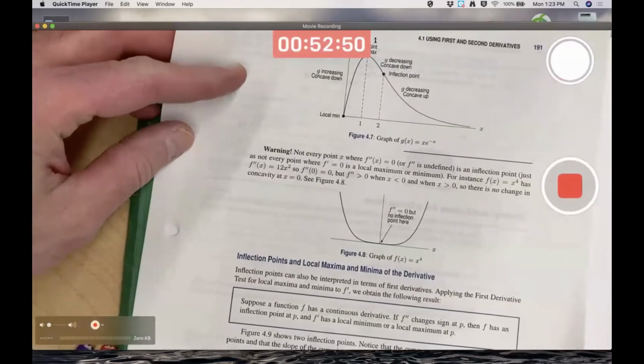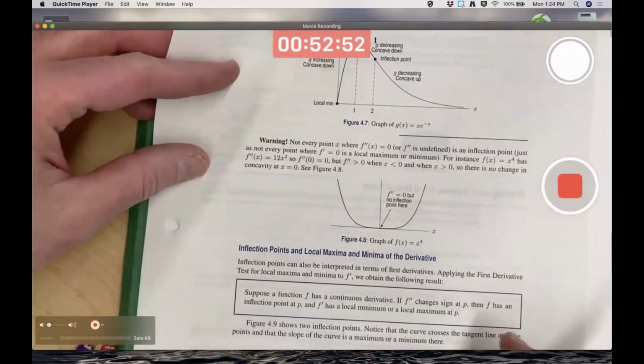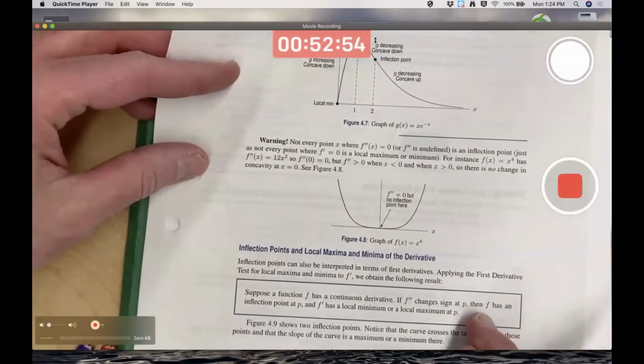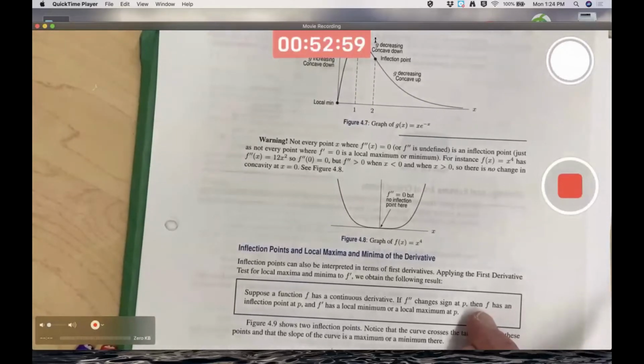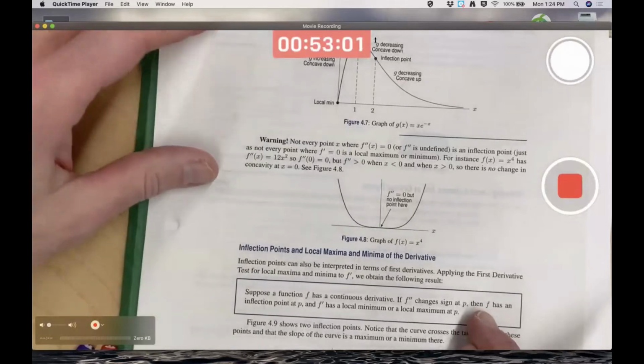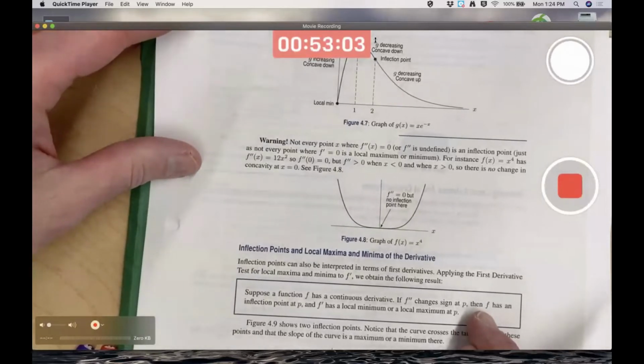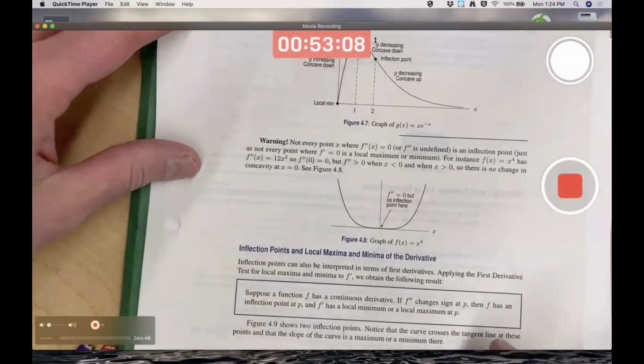Inflection points. What is an inflection point? It's where f double prime changes sign. Not just where f double prime is 0, but where it changes sign, from negative to positive or positive to negative.